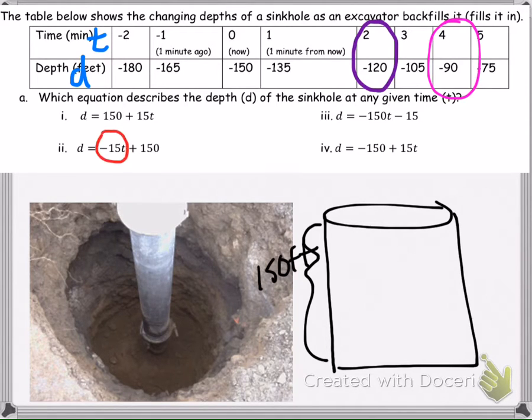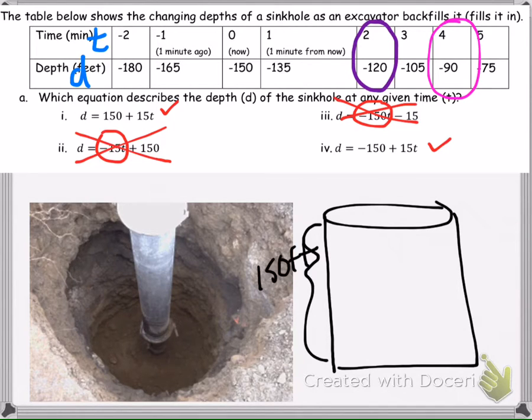So this one's negative 15t, so it can't be that one. It could be this one, it could be this one, and that's not negative 15t, so it can't be that one. So now we have 2 remaining here.